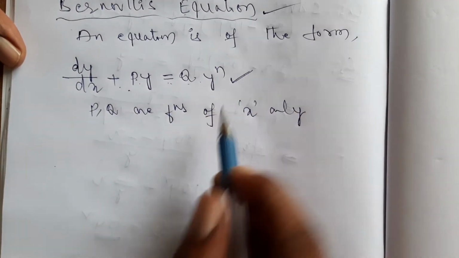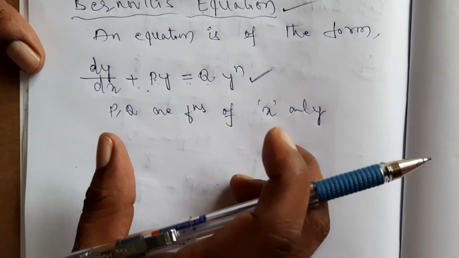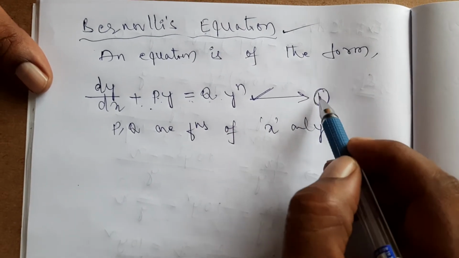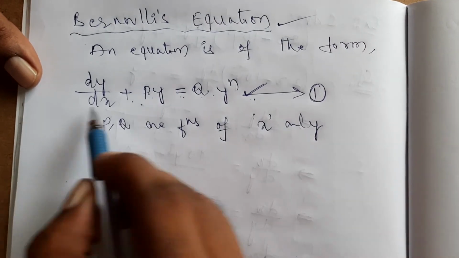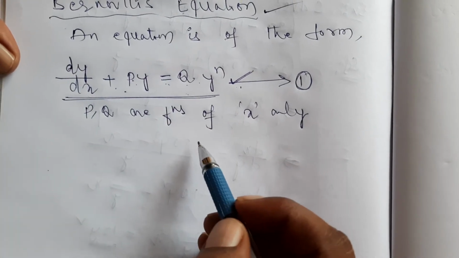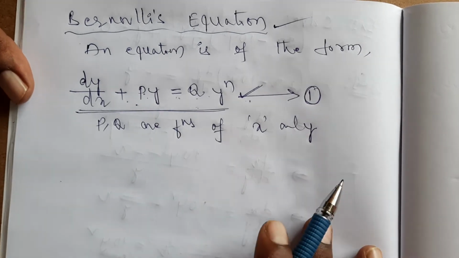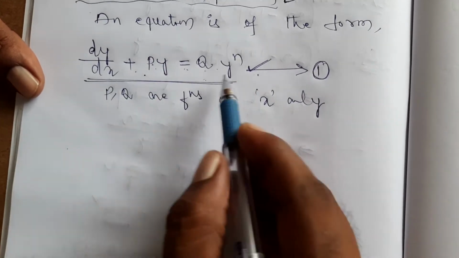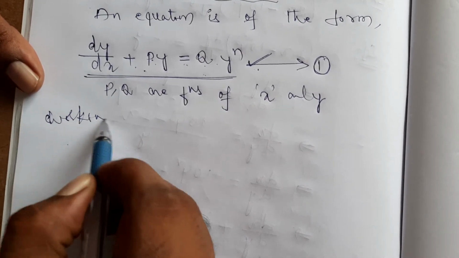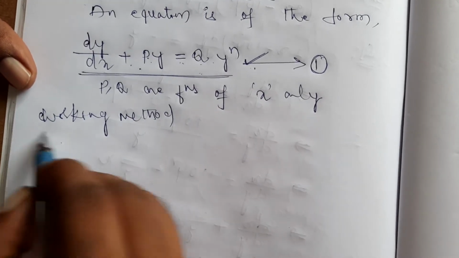Now if you observe this equation, this is not the linear differential equation. So we can modify this equation. Let this be equation number 1, and a few changes I will do to this equation. Then this equation is converted into a linear differential equation. For that linear differential equation, again we can find the general solution. So here is the working method to solve a Bernoulli's differential equation.